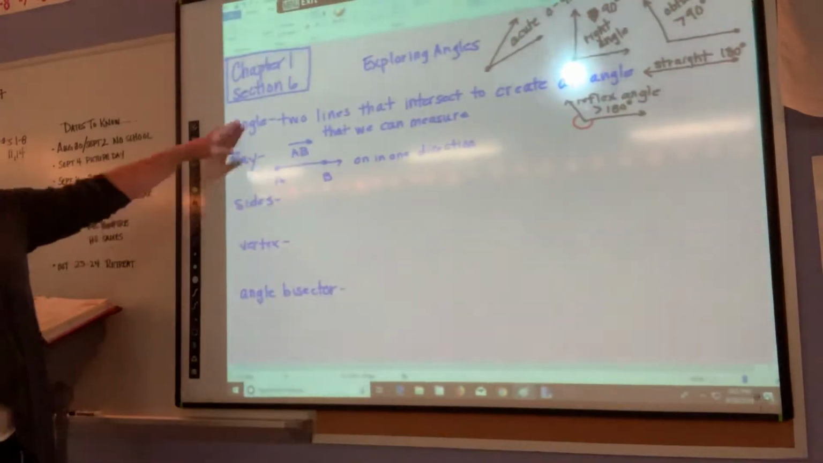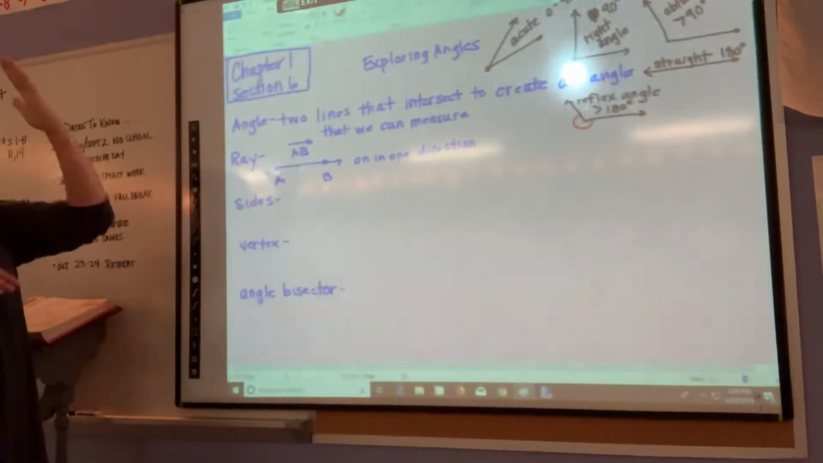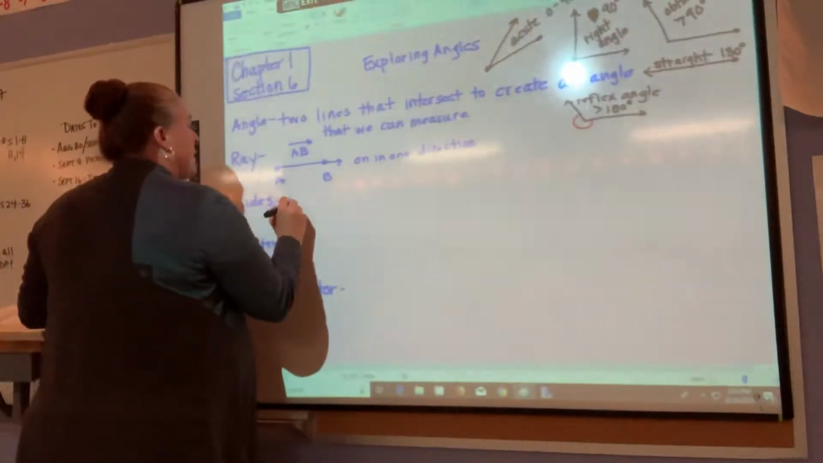If we have an angle and we talk about sides, what are the sides? The base. They're the things that come together. I'm going to say pieces.